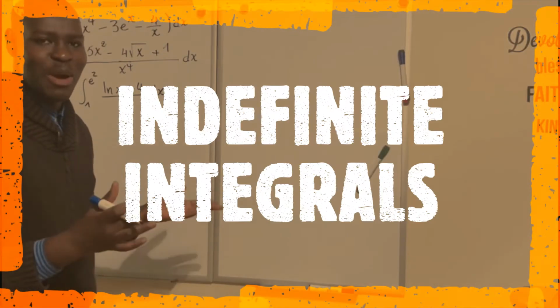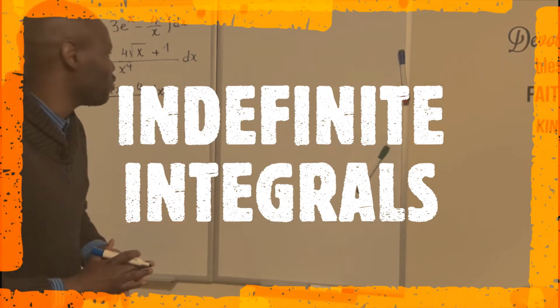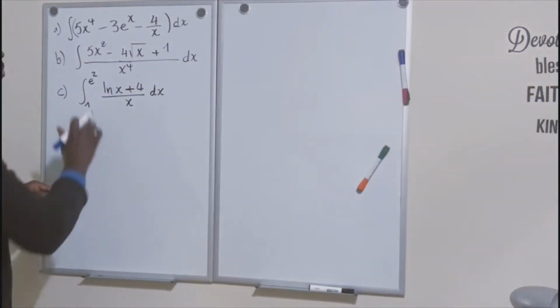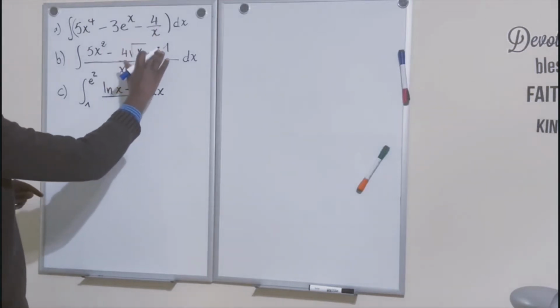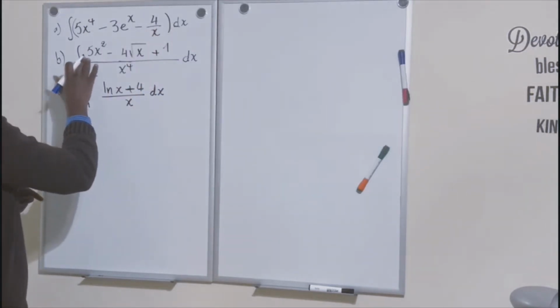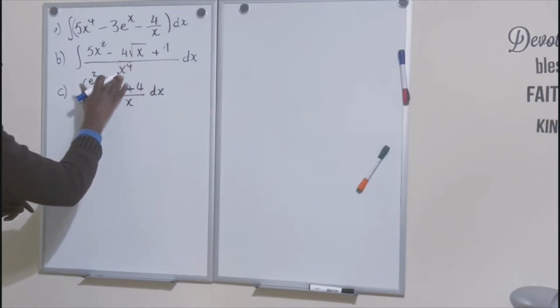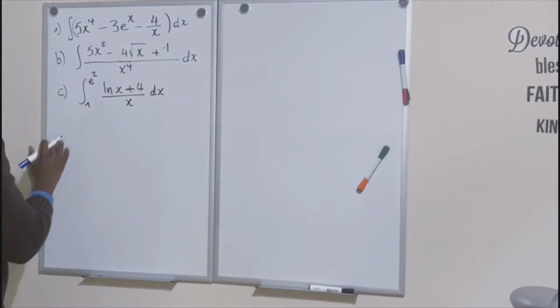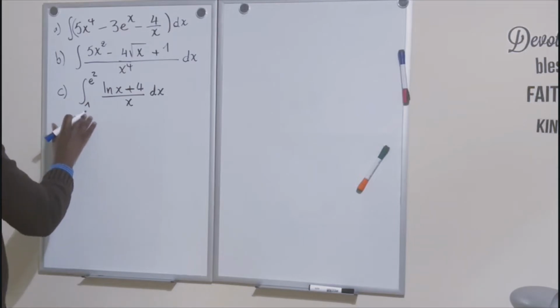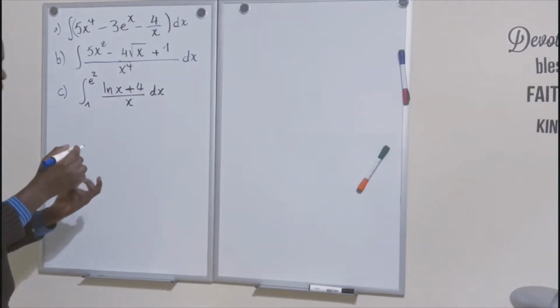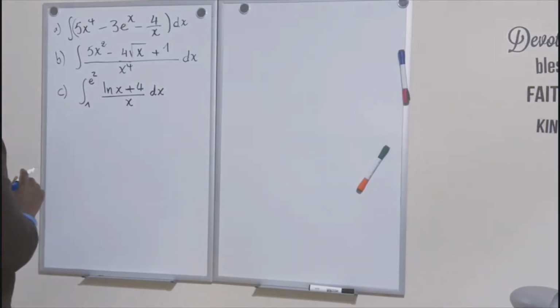Hello everyone, today I'll be covering indefinite integrals. So we have three examples here. The first is the integral of 5x to the power 4 minus 3e^x minus 4 over x dx, and the second one is the integral of 5x squared minus 4 square root of x plus 1 over x to the power 4 dx, and the third one is a definite integral because we are given the limits 1 to e squared.